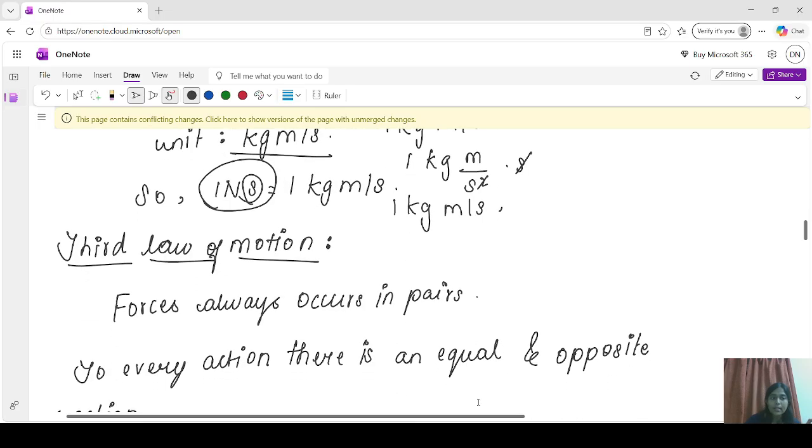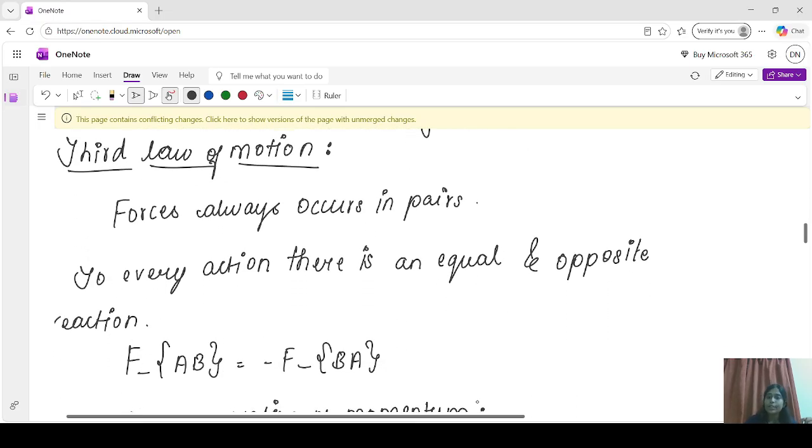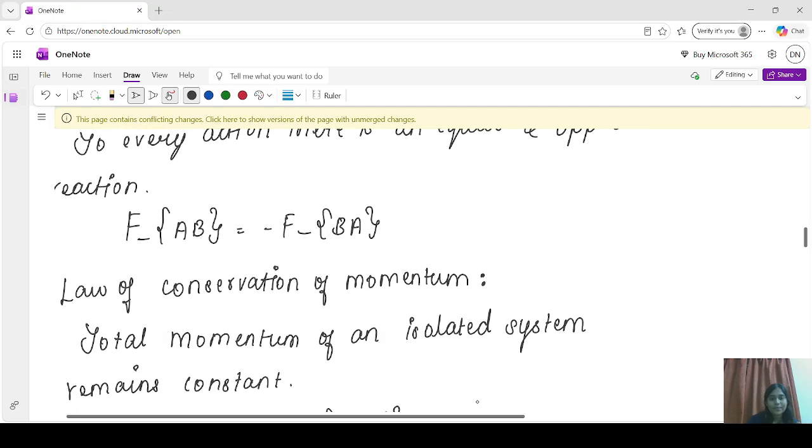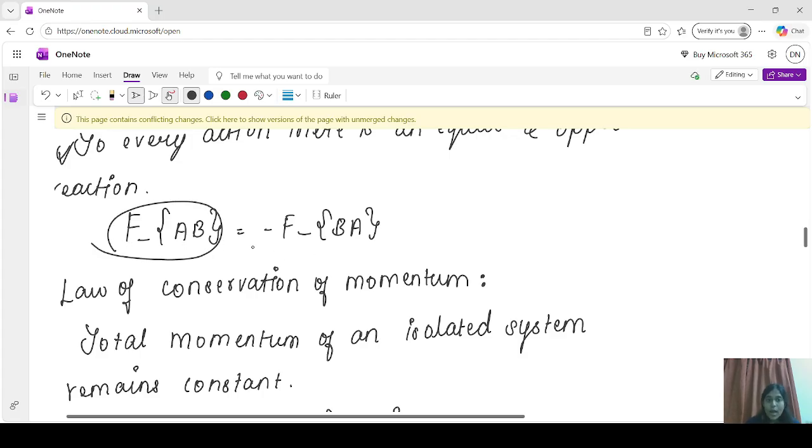Okay. And what is the third law of motion? So Newton has discovered that forces will always occur in pairs. I think this is the favorite law of every 11th, 12th student because no one will forget once they have heard the statement. To every action, there is an equal and opposite reaction. Okay? And what is the mathematical form of the particular statement? F of AB is equal to minus F of BA.